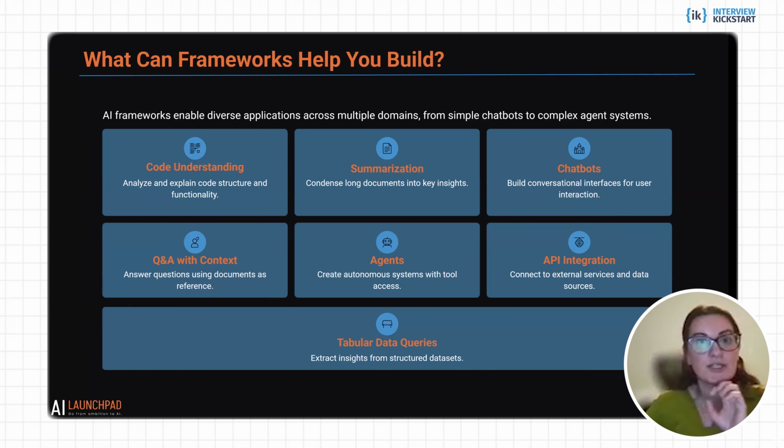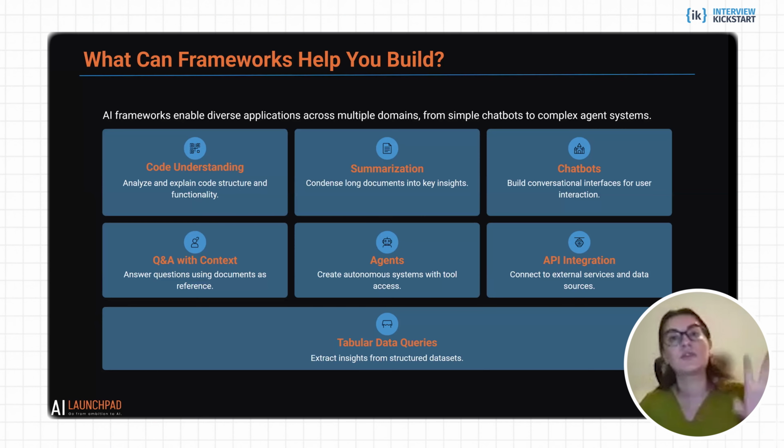We can have agents that are fully autonomous systems that can reason and act. We should have API integration, and there are frameworks like LangChain and LangGraph. They make it easy to integrate with APIs. And we can also have tabular data queries, for example, show me Q3 revenue by product line and forecast the next quarter, something like this.